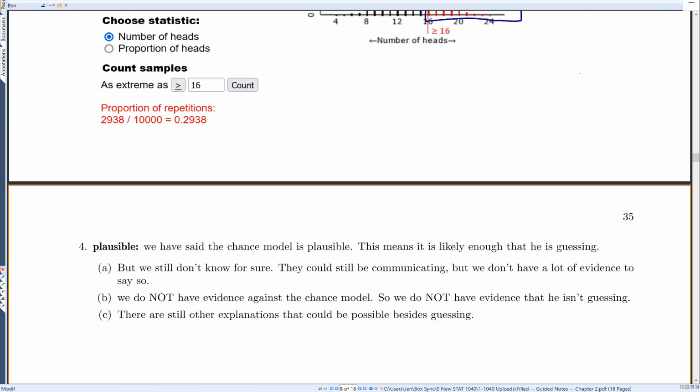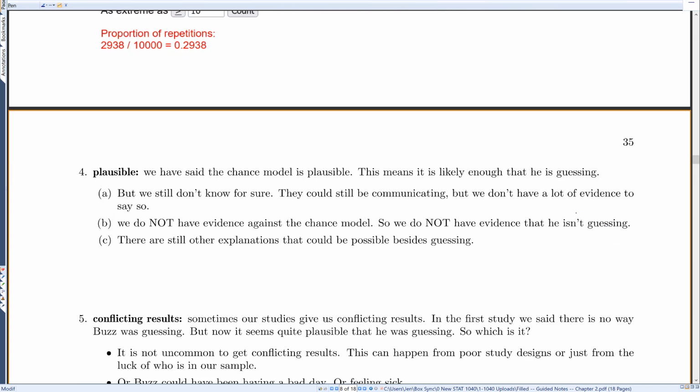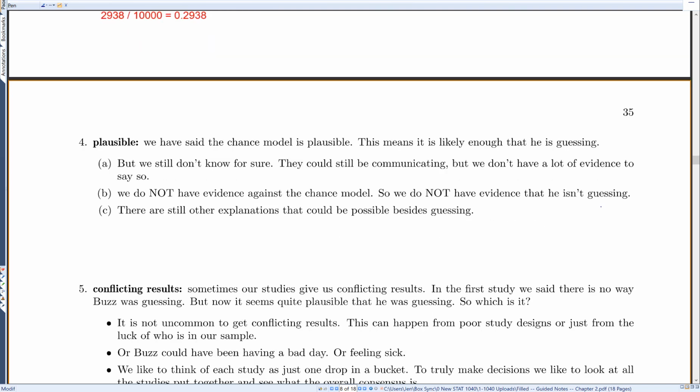Let's see. So if we scroll down, that means we've said the chance model is plausible because we had a high probability of getting our results. If he was guessing, that means it's likely enough he's guessing. But we still don't know for sure. Maybe they're communicating, we just don't have evidence to say they're communicating. So we do not have evidence against the chance model, and we do not have evidence that he isn't guessing. There could still be other explanations that are possible besides guessing. We just don't know. But in this case, we don't have anything to say that he's not guessing.